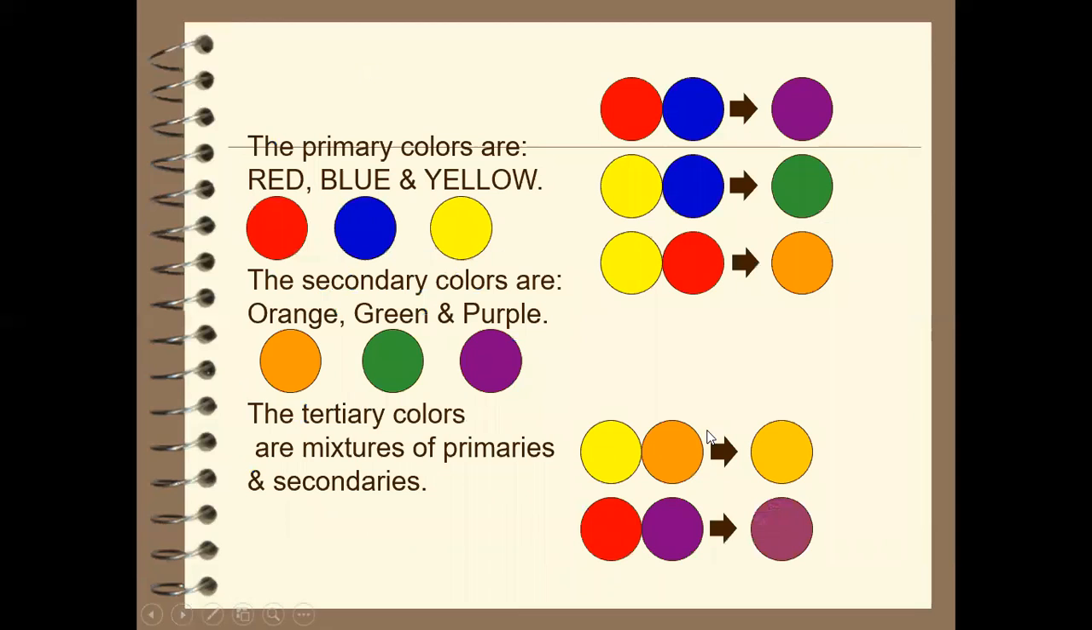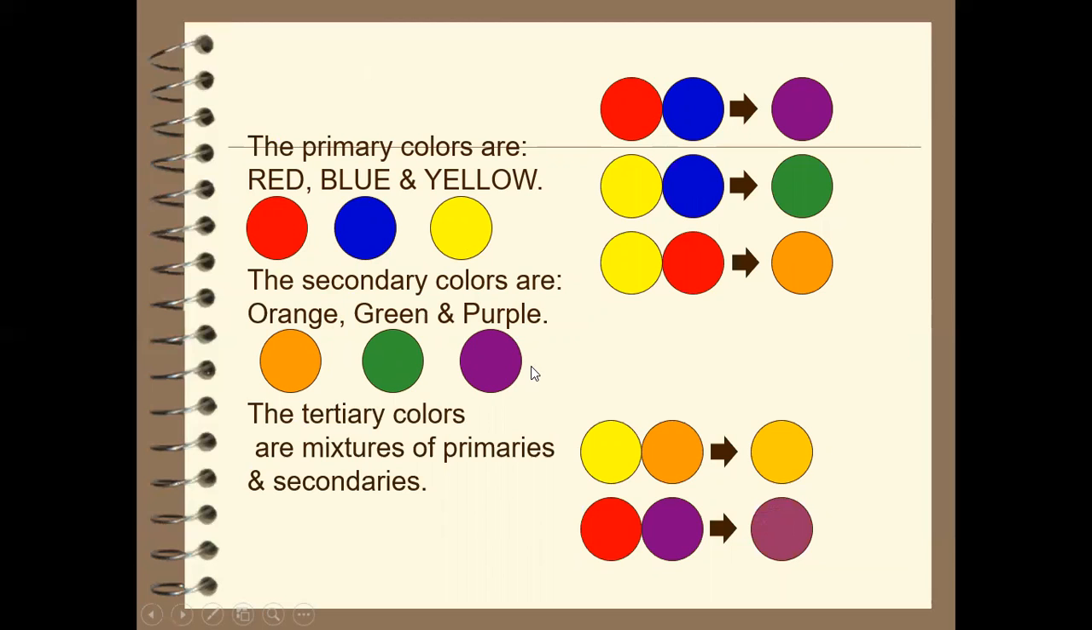Okay? So let me discuss with you the primary colors, secondary colors, and tertiary colors because you will be doing mixing of your acrylic paint. Okay. So in your set of acrylic paint, you have the primary colors and they are the red, blue, and yellow. Okay. So the secondary colors are orange, green, and purple.